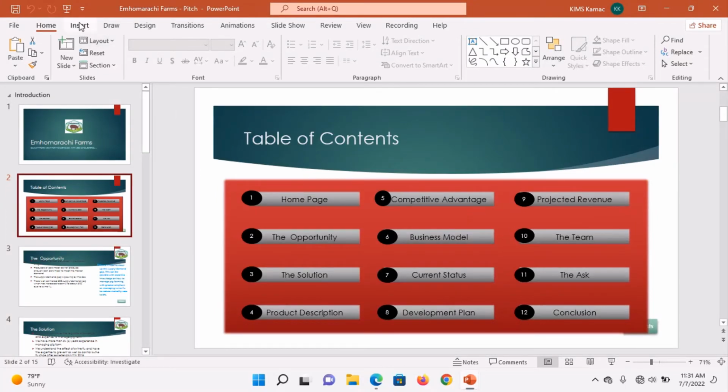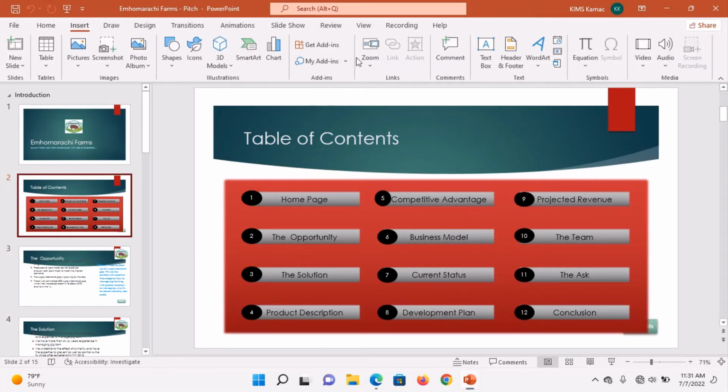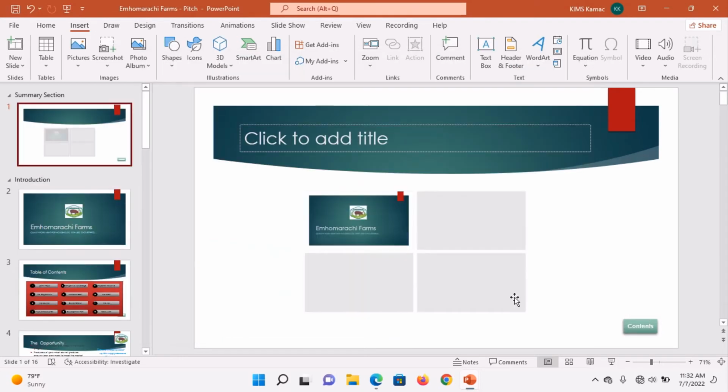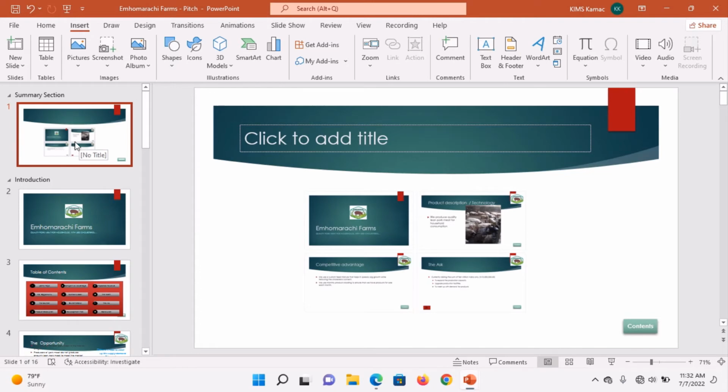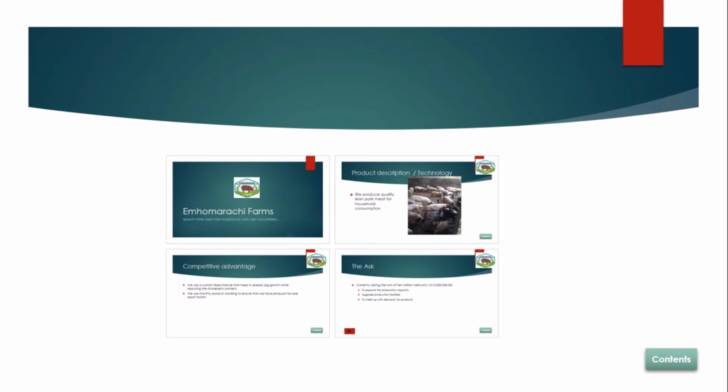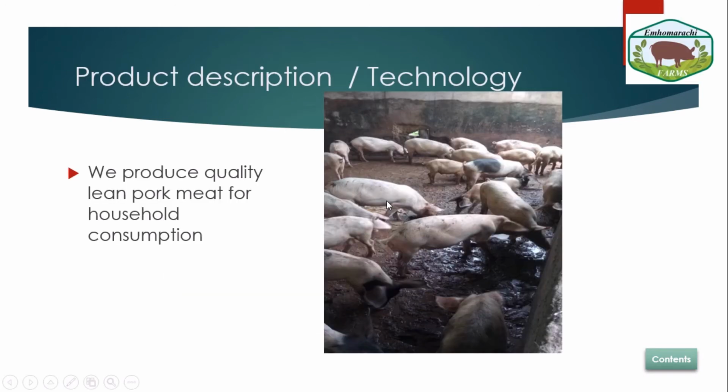The zoom effect will help you to summarize all your presentations in one place so that you can easily move from one section or one slide to another during your presentation. To use the zoom effect, go to Insert and select between Summary, Section, and Slide Zoom.